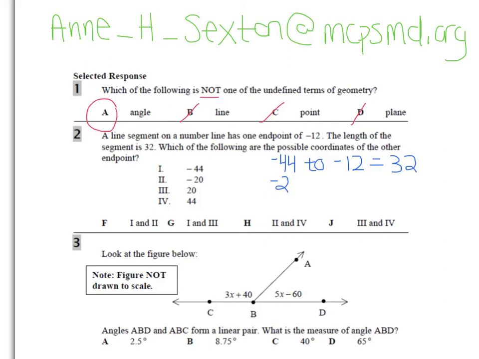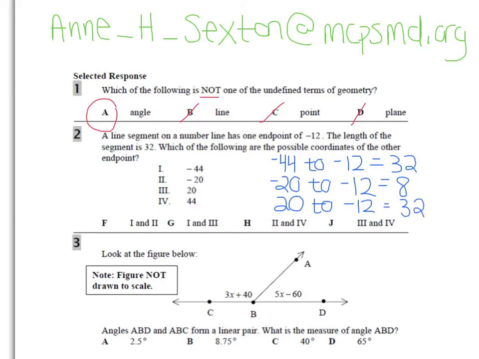To go from -20 to -12, hopefully you can see easily that that is a distance of 8. Now 20 to -12. Now remember, we've got this benchmark of 0. So from -12 to 0 is a length of 12. And from 0 to 20 is a length of 20. So a length of 12 plus 20 is 32.